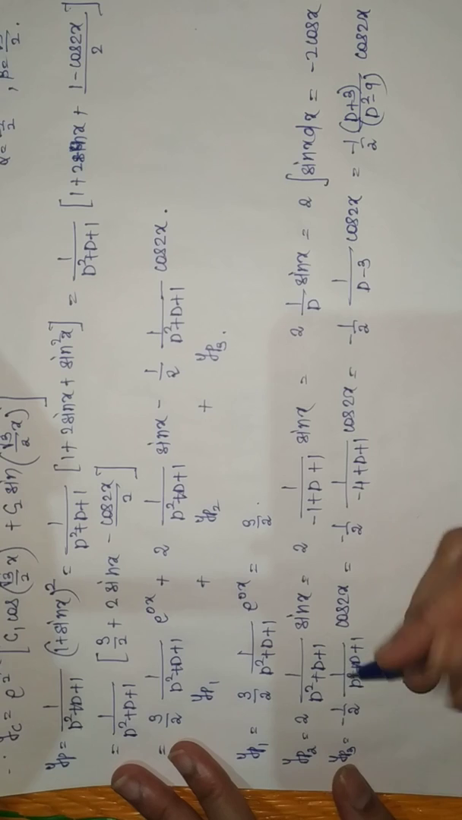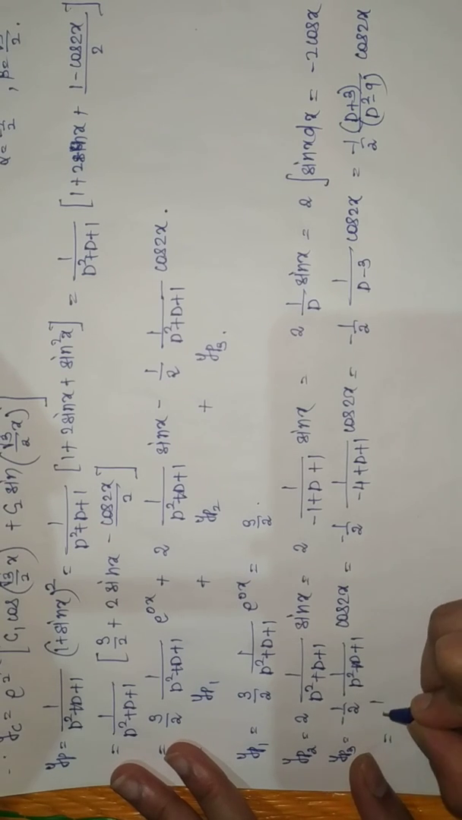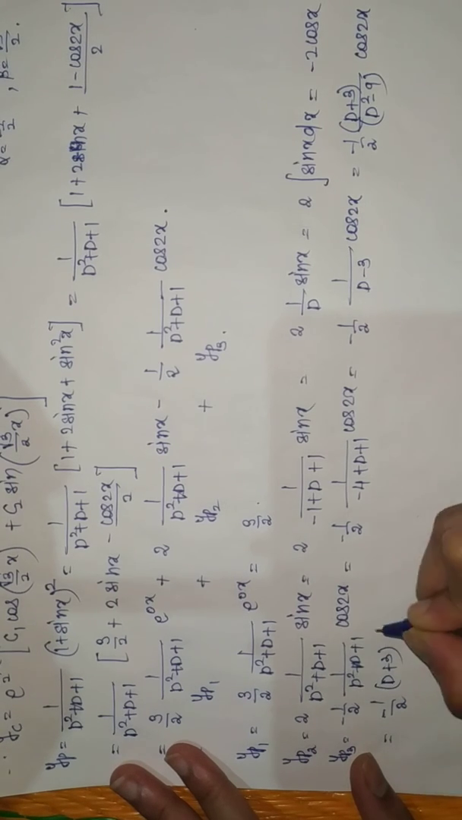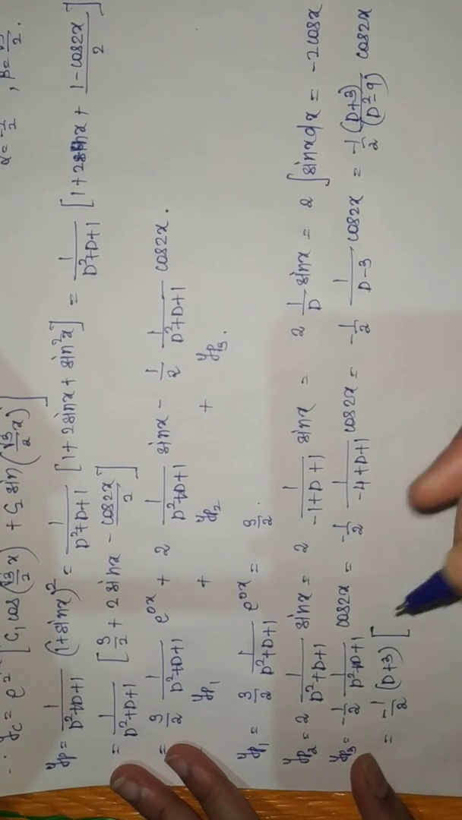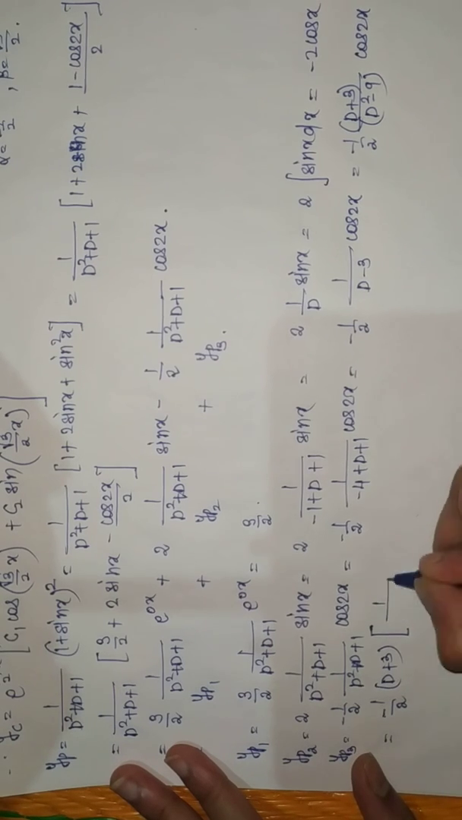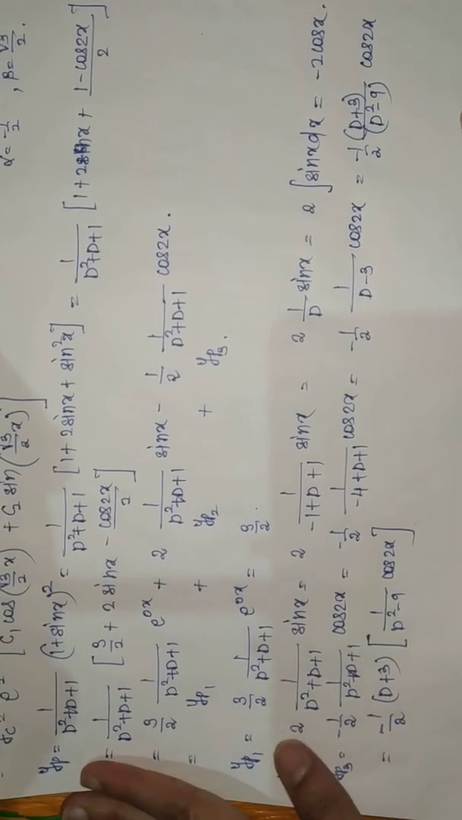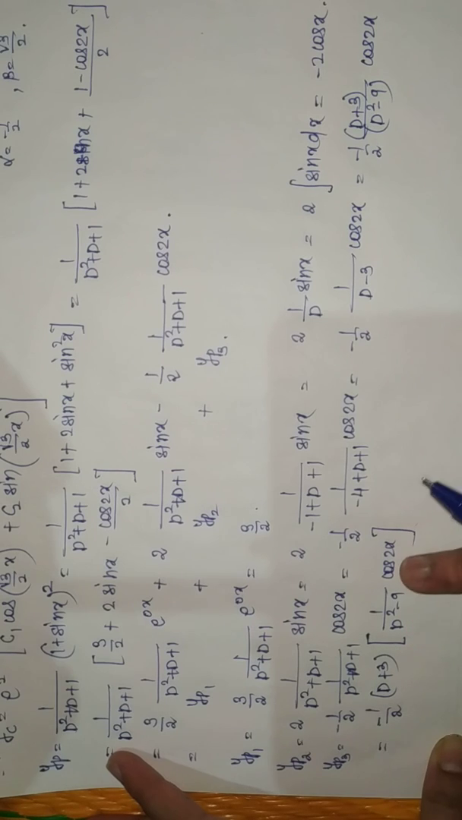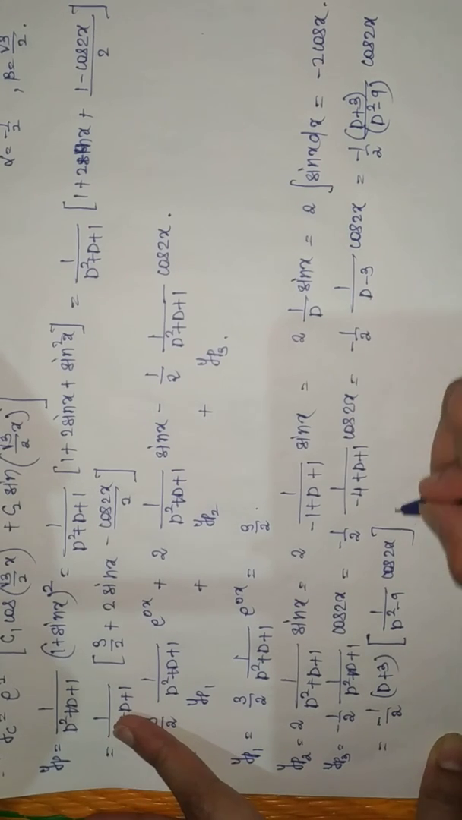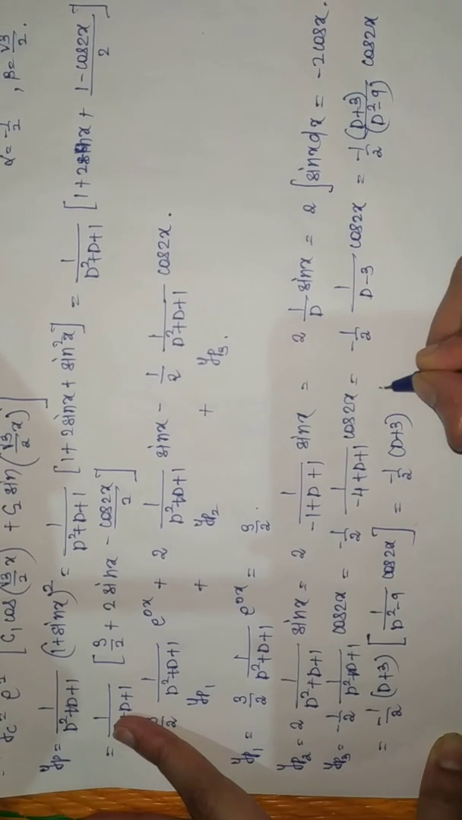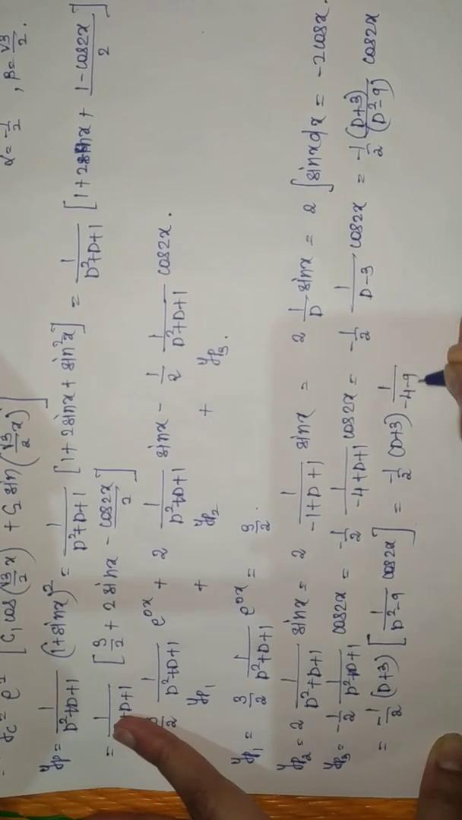To solve the denominator, we will keep this term outside and solve it later: 1 upon D square minus 9 cos 2x. We will apply the rule on this first. The rule says replace D square as minus a square, that means replace D square as minus 2 square. So it is minus half D plus 3, and 1 upon minus 4 minus 9 over cos 2x.